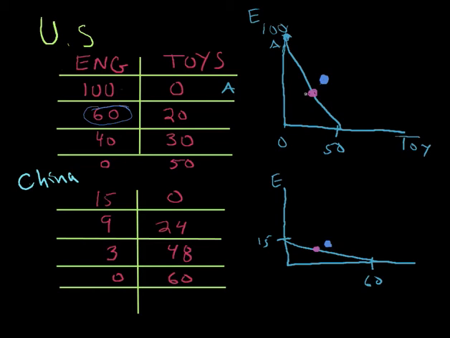Here's where we're at. The United States, rather than producing all of the things inside its own country, has produced a lot of engineering, given up toy production, and China has produced less engineering and increased toy production. They trade and they end up at a dot out here where they couldn't achieve if they were just not trading and producing inside their own country. So they specialize in engineering, specialize in toys, and then trade.